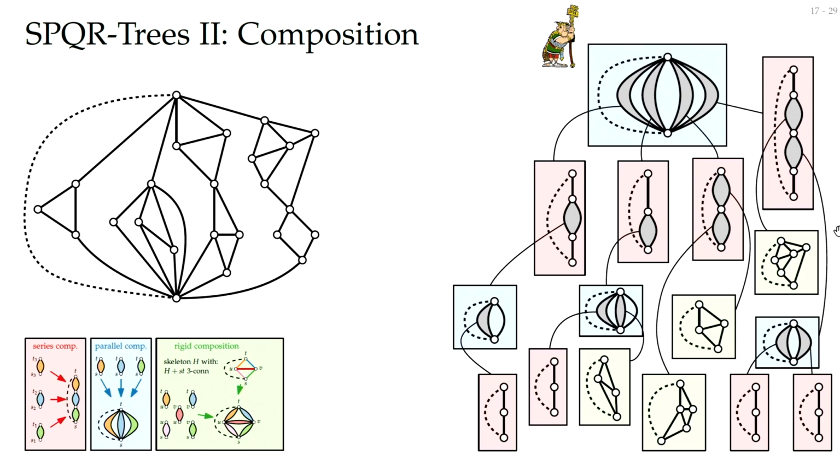In a more general SPQR, there could be a rigid node that is not a leaf? Yes. So we can replace this edge here, for example, with some larger component and put it inside here.